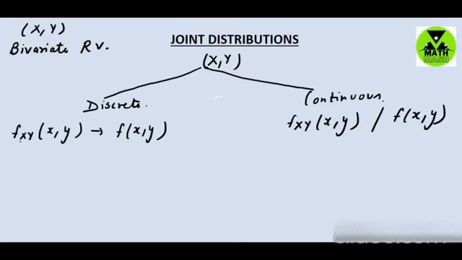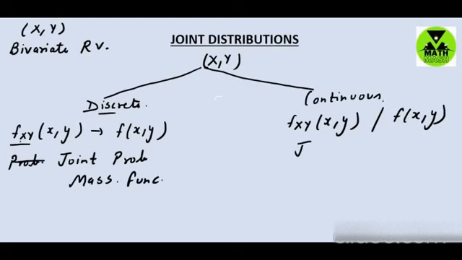So for the discrete case, this function is known as the joint probability mass function. And for the continuous case, this is known as the joint probability density function.